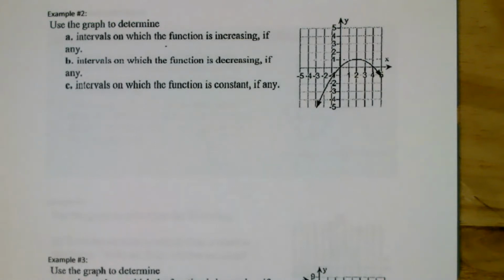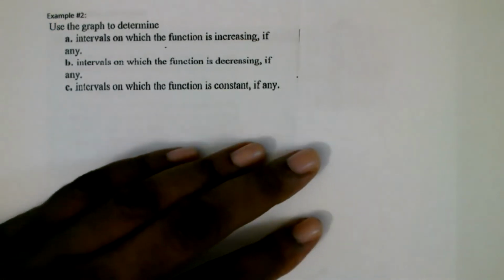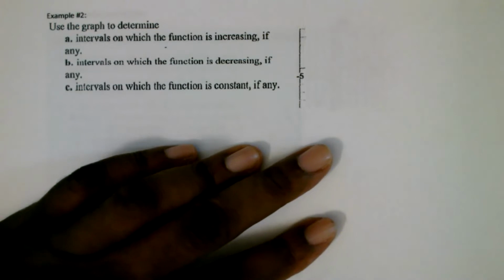Let's say we want to use this graph to determine the intervals on which the function is increasing, if any, the intervals on which the function is decreasing, if any, and the intervals on which the function is constant, if any. Okay. So let's go ahead and answer part A, where it's increasing. So let me cover the graph with a sheet of paper and move that sheet of paper from left to right.